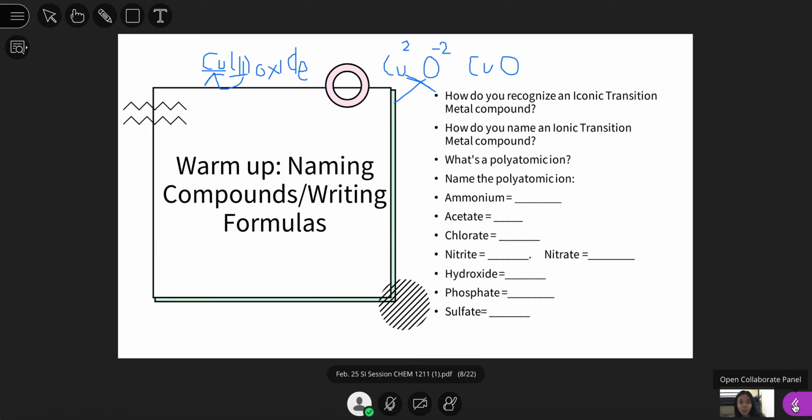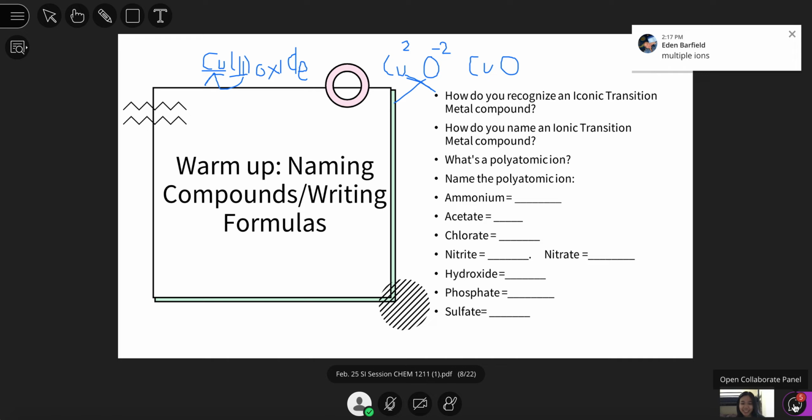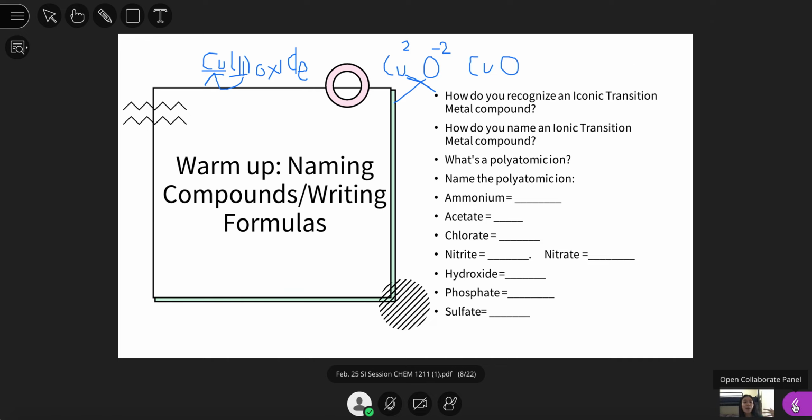So once we get that, what's a polyatomic ion? Do we know? It's pretty simple, I think. Don't be shy. I see some of you guys almost every single time. You guys are still so shy. Well, yes, exactly. Again, pretty simple. So let's name the polyatomic ions.